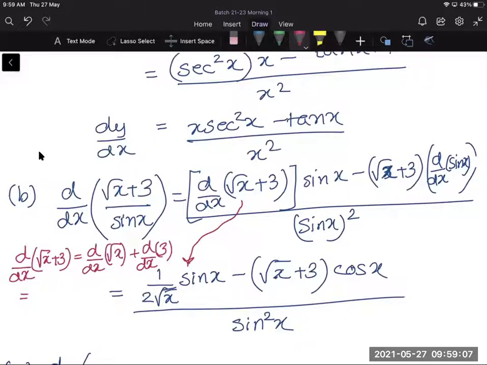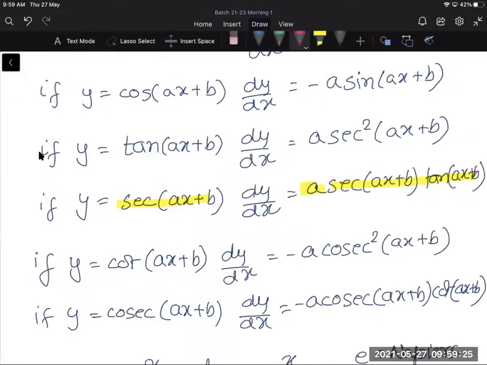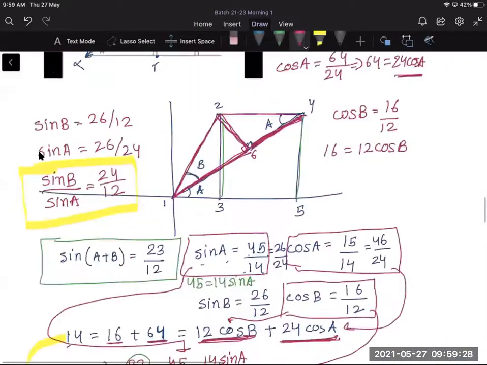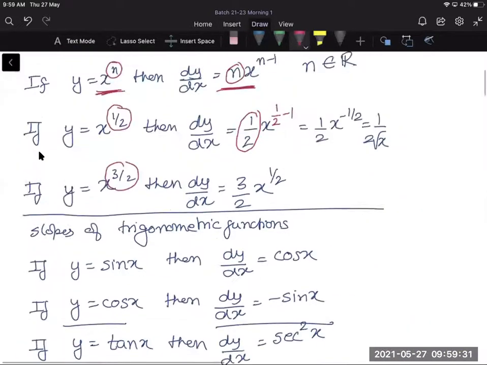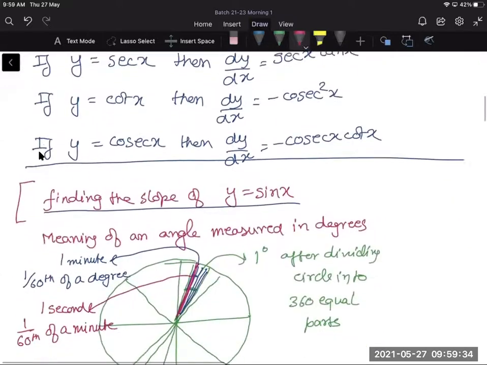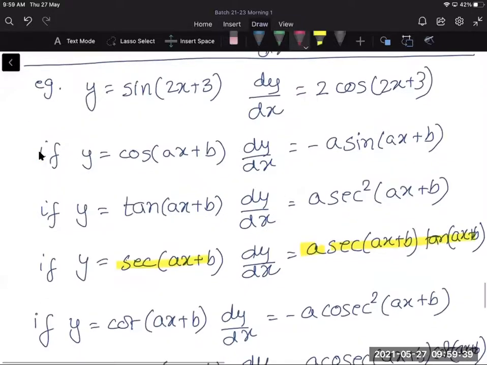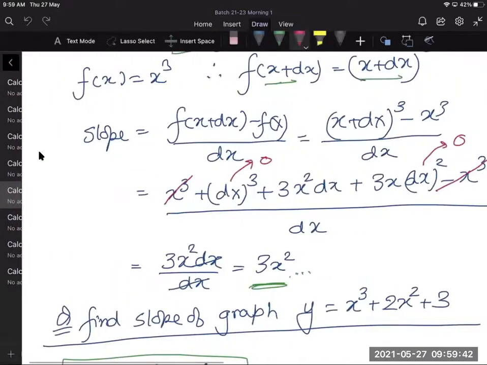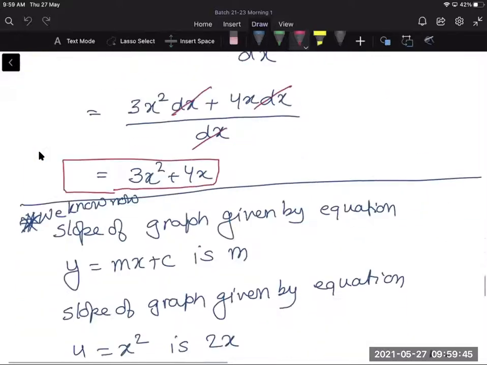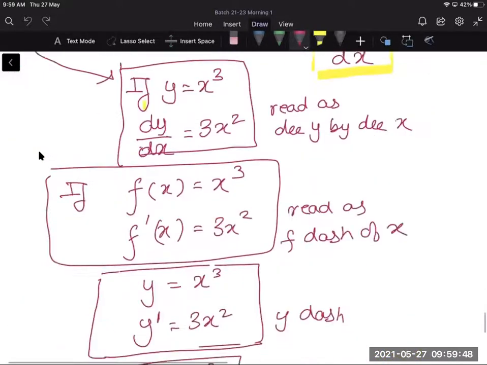1 by 2 root x. पावर नीचे आ जाता है, शायद याद है ना? Okay. ये हो जाएगा 1 by 2 root x plus 0, because d by dx of 3, d by dx of a constant, d by dx of a number is 0. I think I would have written that ऊपर. तो नहीं लिखा है मैंने. इससे भी पहले लिखा क्या? शायद आपने जो बाकी स्लोप लिखे थे उसी के साथ लिखा था.